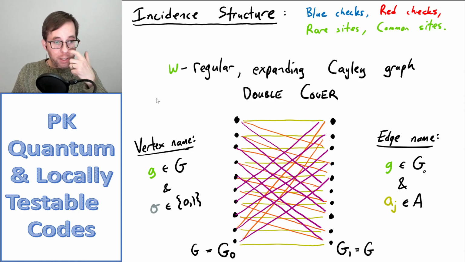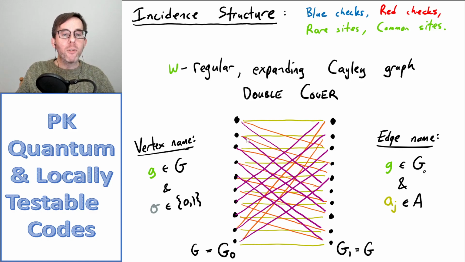So in particular, we can say this a little bit more explicitly. How do we name the vertices in this double cover? Well, we name them by a pair of objects. One, a little g from the group, that corresponds to a vertex in the original graph, together with a bit, which I'll call sigma, which is either 0 or 1, that specifies whether you're on the left side or the right side.